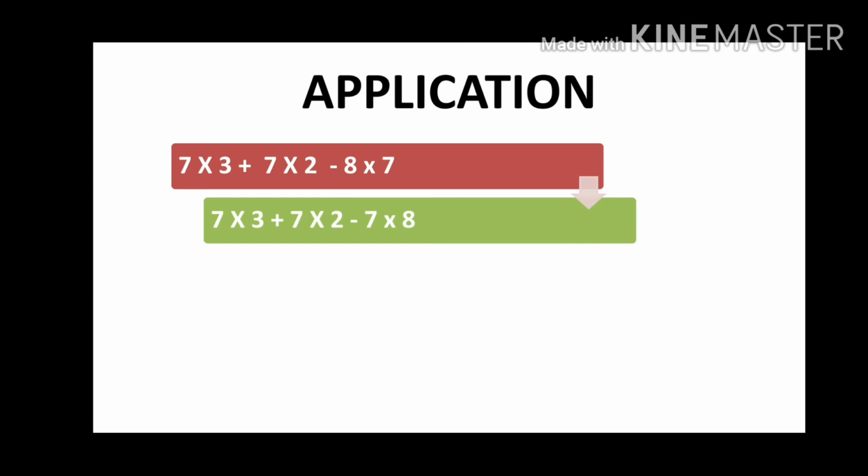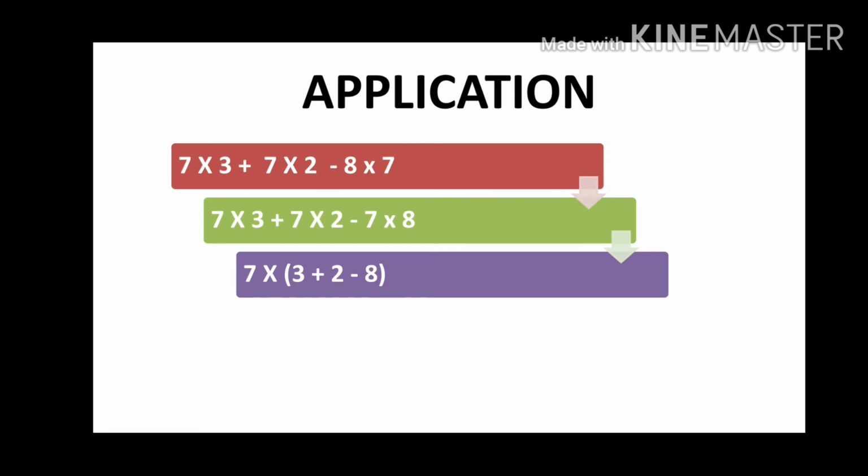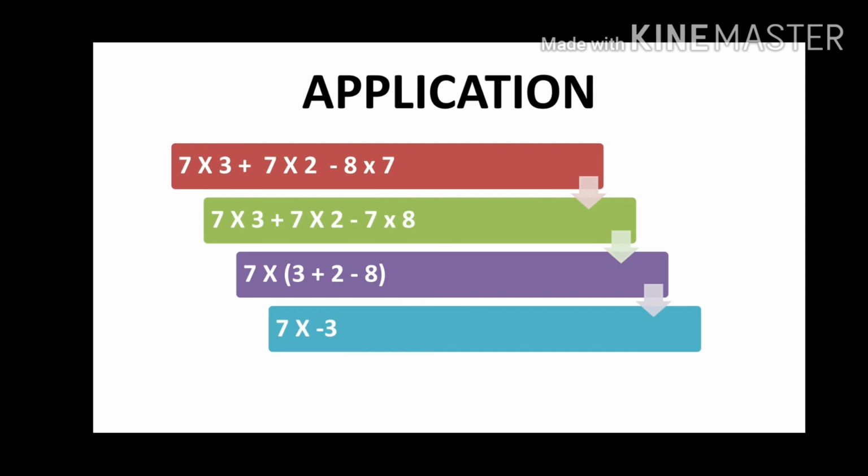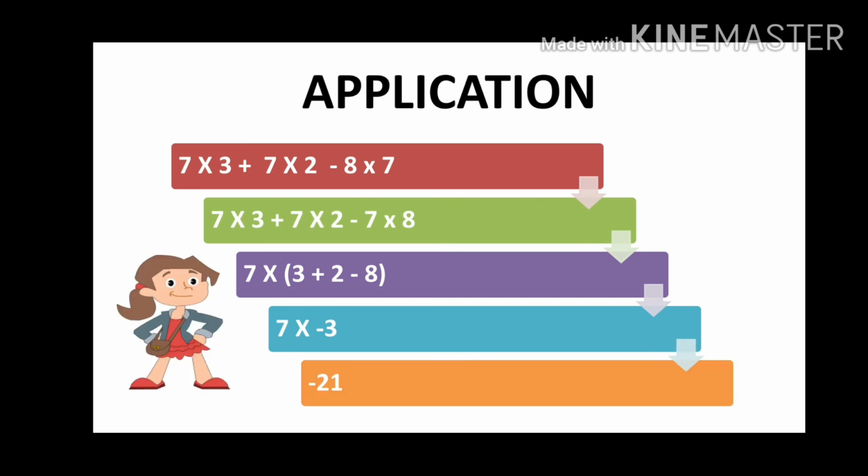So here what we can do, so 7, so others I want to keep in a bag. So 7 is going for 3, 7 is for 2, 7 is for 8 also. So 7 likes all of them. So inside the bracket we can keep 3 plus 2 and minus 8. So 3 plus 2 is 5, 5 minus 8 we get minus 3. So 7 multiplied by minus 3 we get minus 21. So in this way we can use the distributive property.